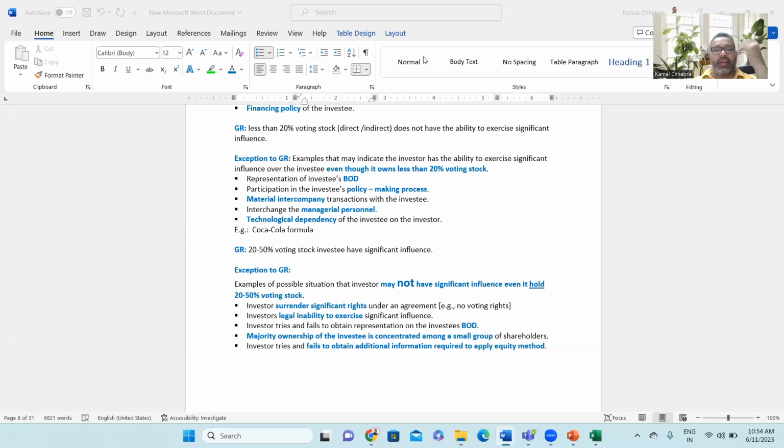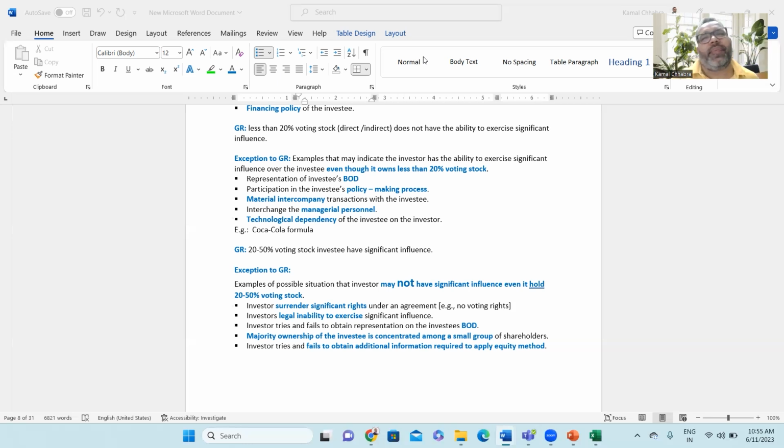Next is another side, another angle of it. The first angle we have seen: when you have less than 20% equity, the exception to the general rule is that you can consider yourself a significant influencer despite having less than 20% shares. Now coming to the flip side, when you have 20 to 50% equity share, but still you will not be considered as having significant influence.